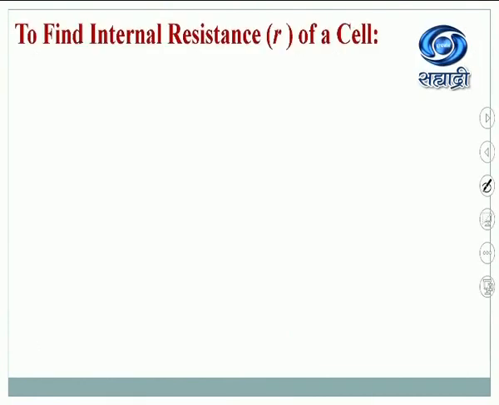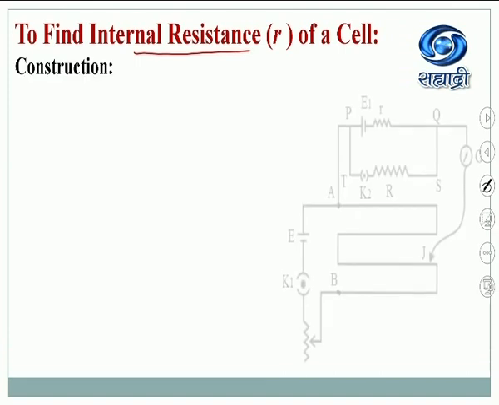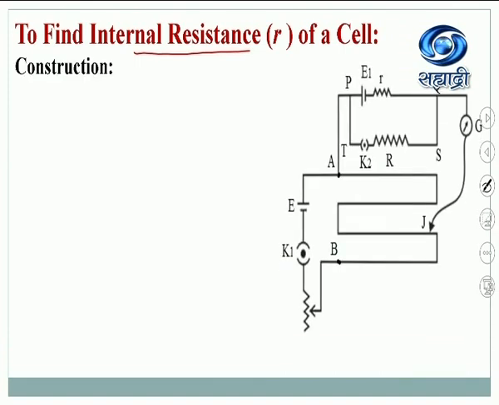Next, a use of the potentiometer is to find the internal resistance, small r, of a cell. Now we shall see the construction for this. Here again, the circuit consists of a potentiometer wire AB, across which again a battery having EMF E, key K1, and a rheostat are connected the same as before.